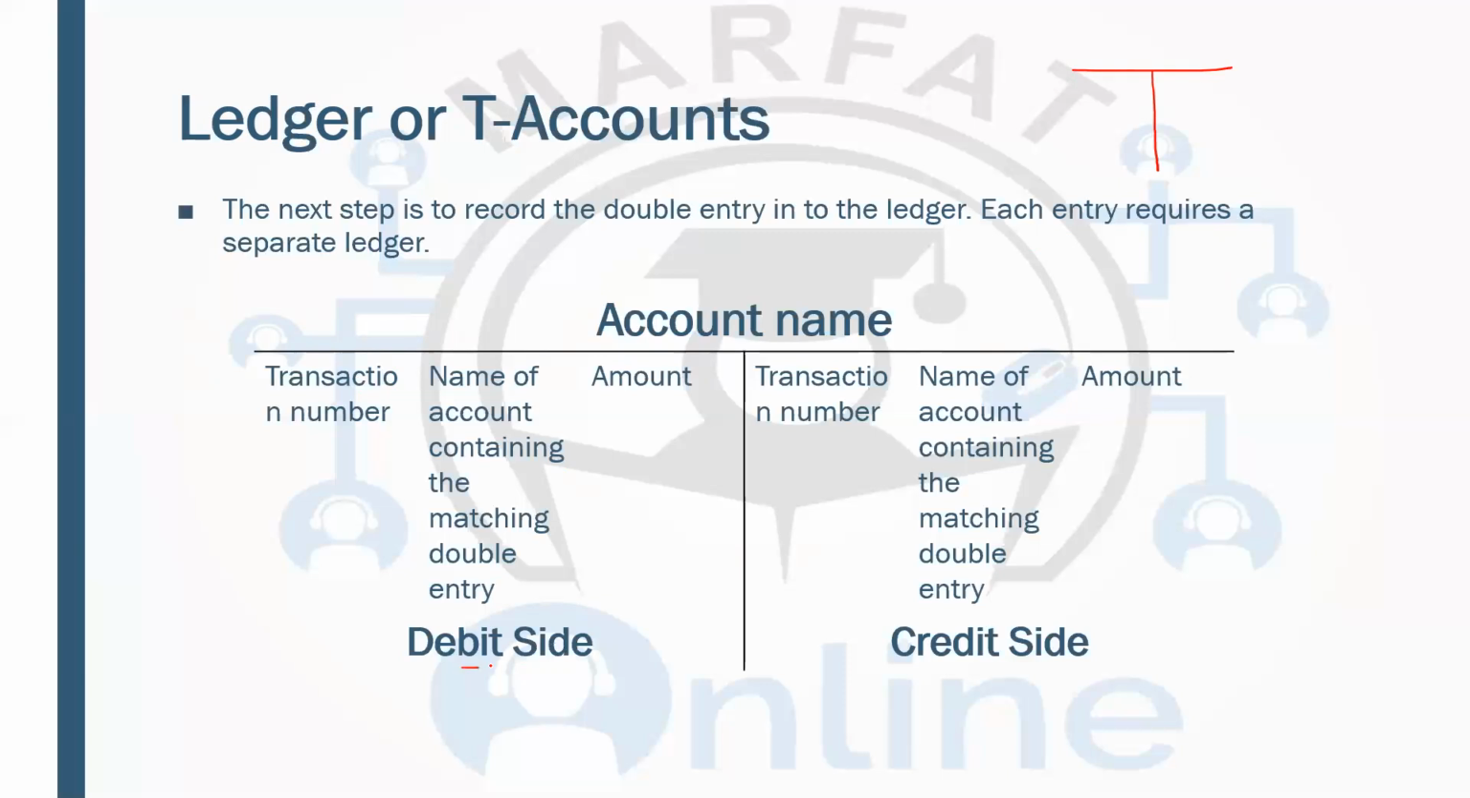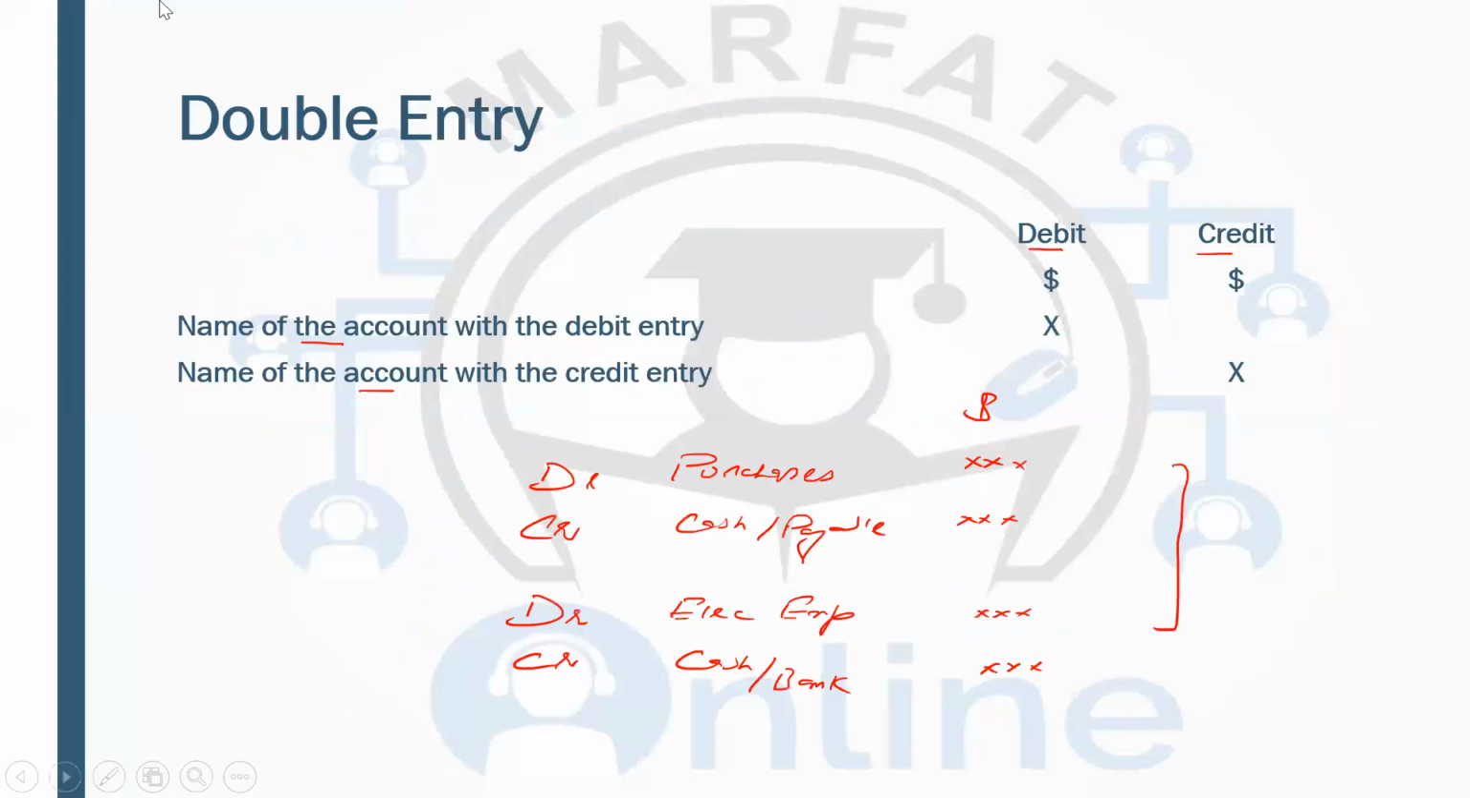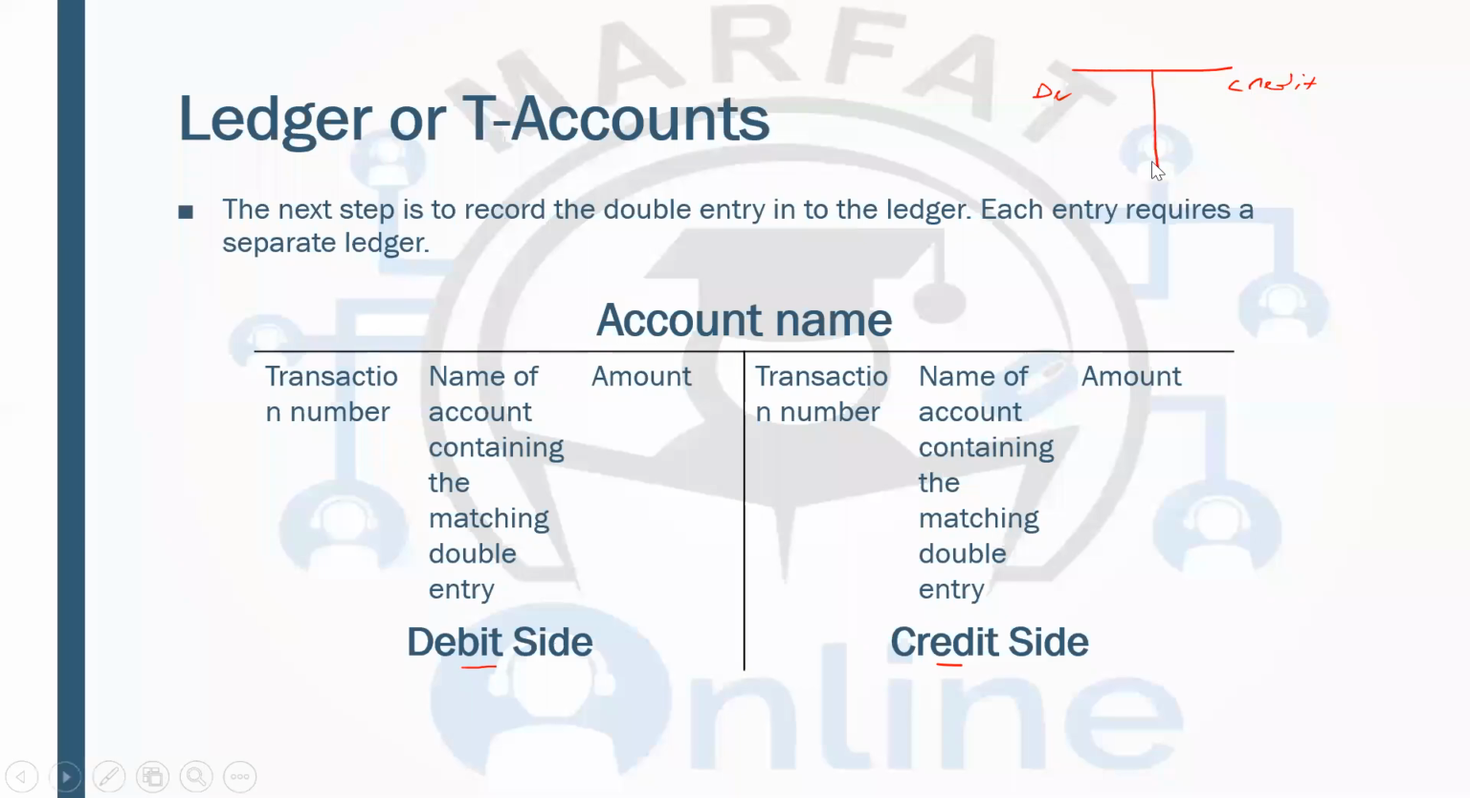This side is the debit side. Left side is the debit side. Right side is the credit side. So the debit side, which is the left side, and the right side is the credit side. So the debit side and the credit side.